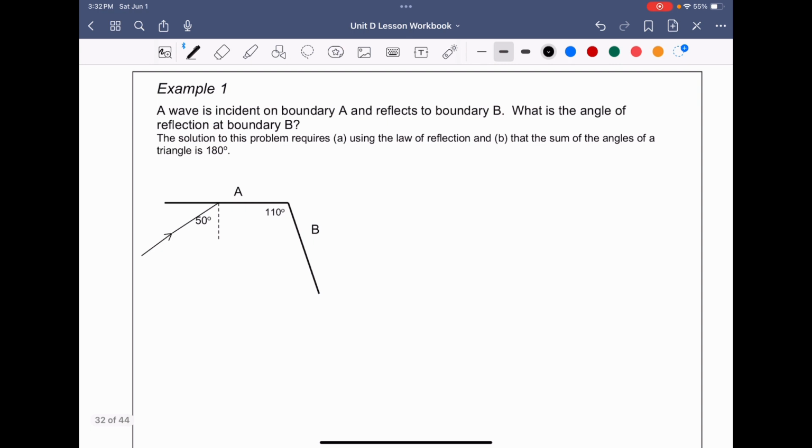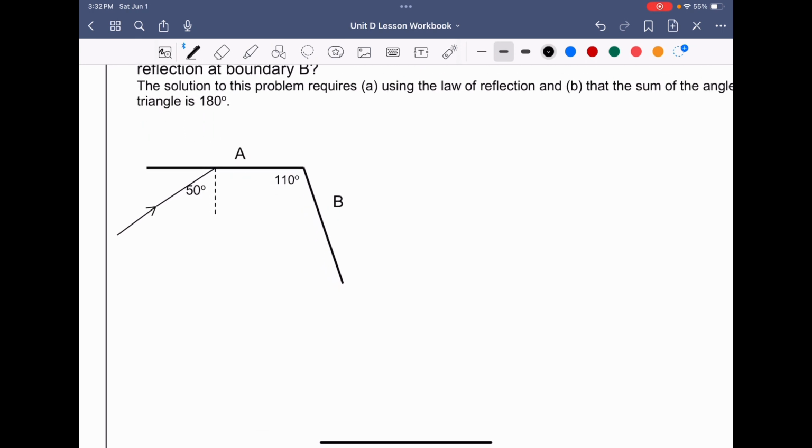As a quick read through, a wave is incident, heading towards boundary A, and it reflects off and then goes to B, and then it reflects off B and goes out. What is the angle of reflection at boundary B? And so when we look at this here, what we're going to have to do is realize that we're going to have to bring in some Math 10C/20-1 skills just to help us out here, mainly 10C.